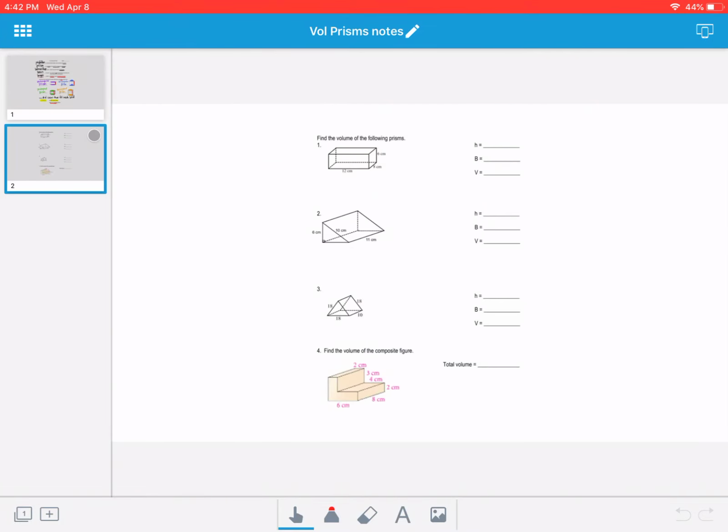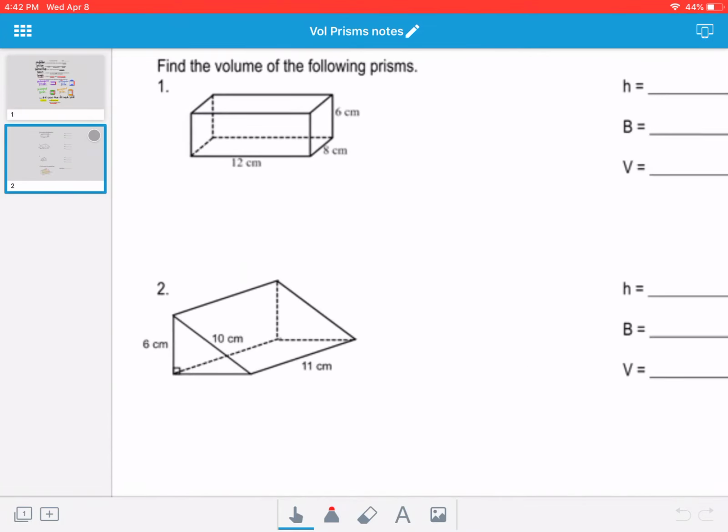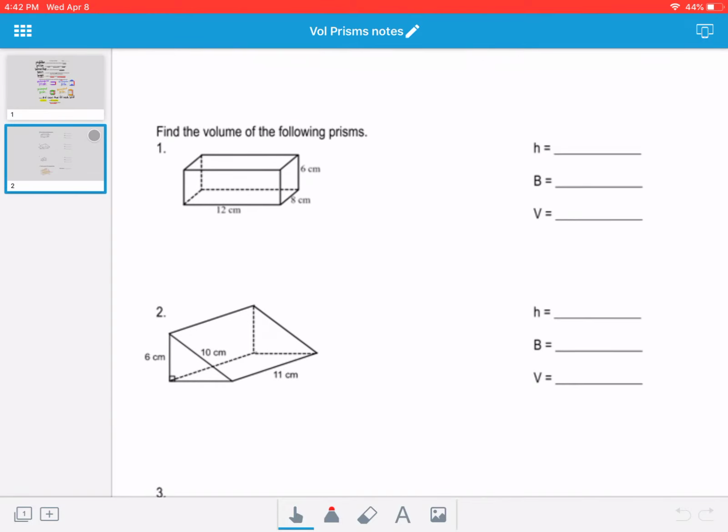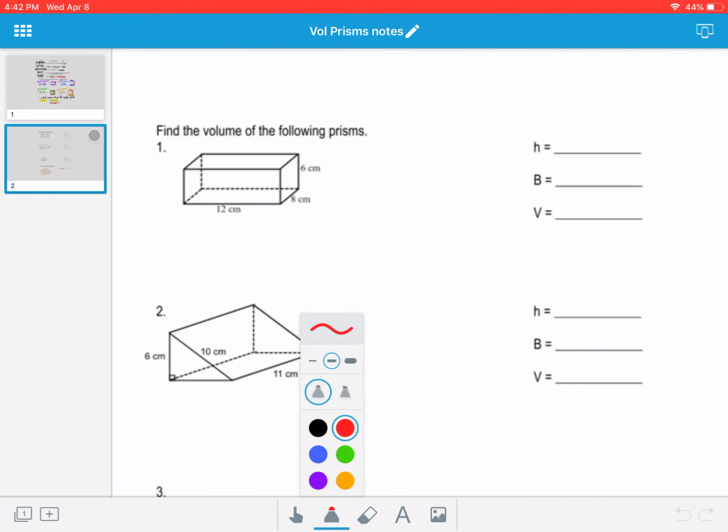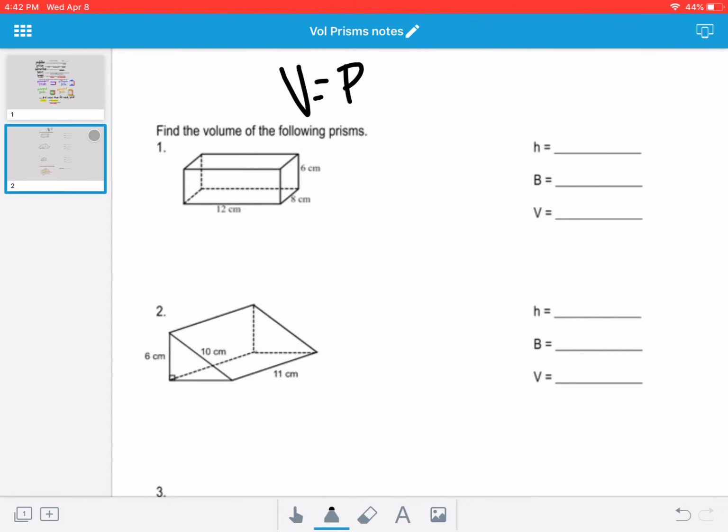We're going to find the volume of 4 prisms here. And remember to try and show your work, be neat and legible. We have it set up here so it helps organize it. At the top, though, I would write our formula down to find the volume of prisms. Volume equals big B times H. Remember, big B stands for the area of the base.